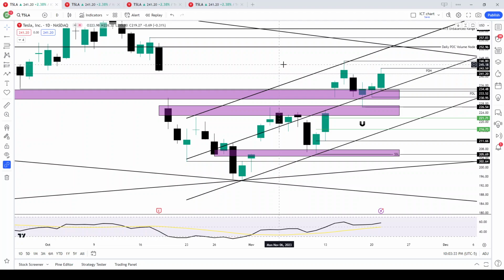Those are using smart money concepts as far as how I'm projecting that and the structure I'm looking at, as far as why I think it's going to go take that 300 level and go higher than that.